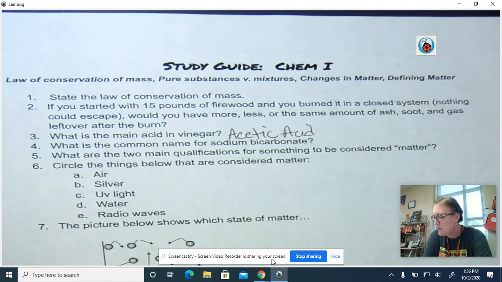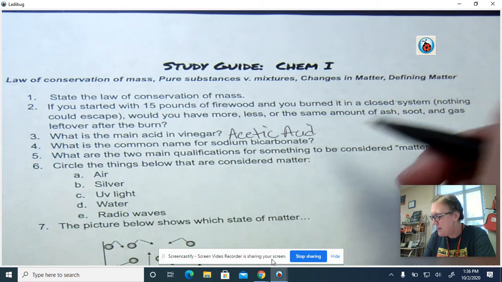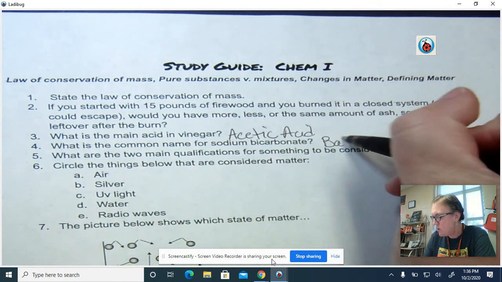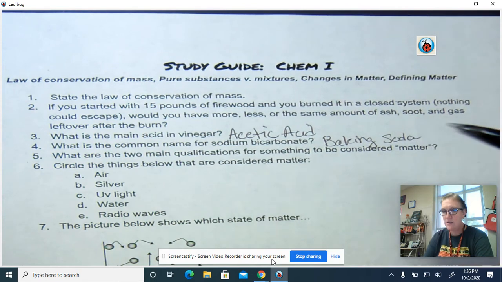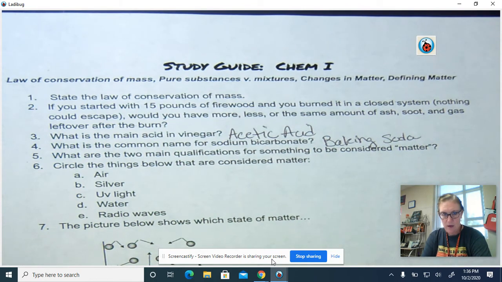What's the common name for sodium bicarbonate? That is baking soda. And this is a throwback to our little lab that we did with the conservation of mass a couple weeks ago. What are the 2 main qualifications for something to be considered matter? If you want to call something matter, it has to have mass and take up space. Those are the 2 big qualifications for something to be considered matter.